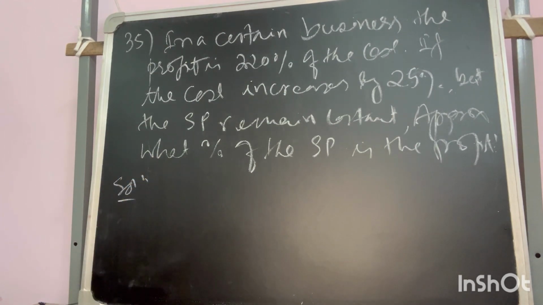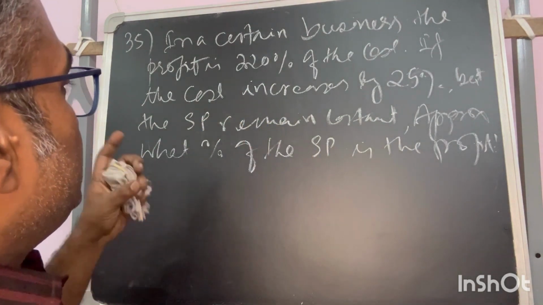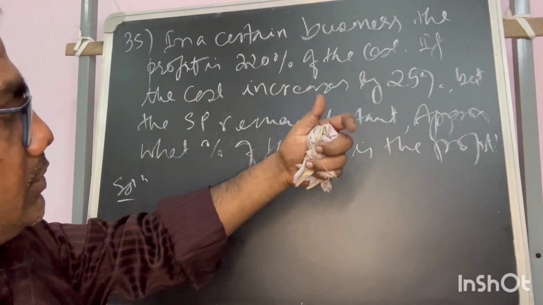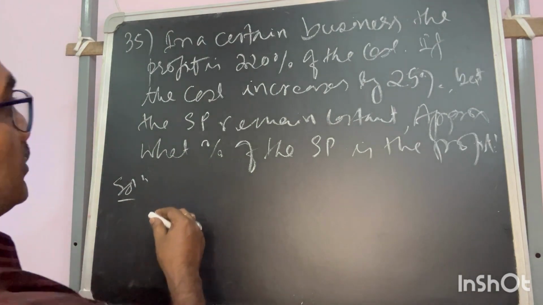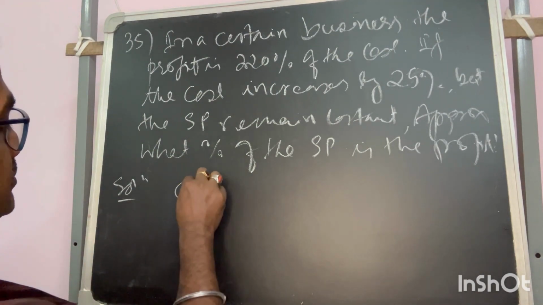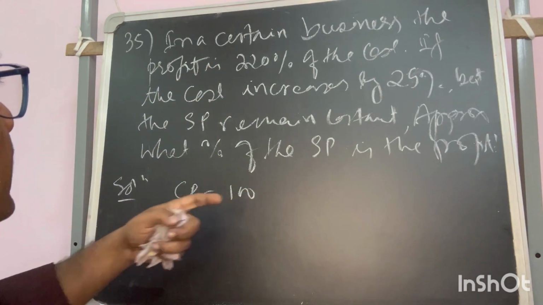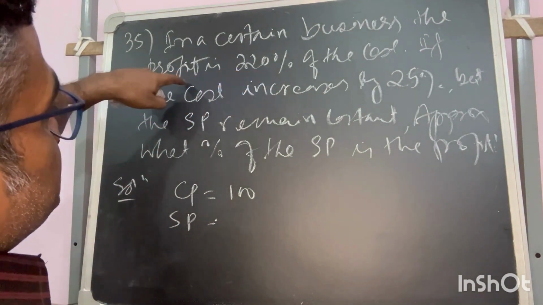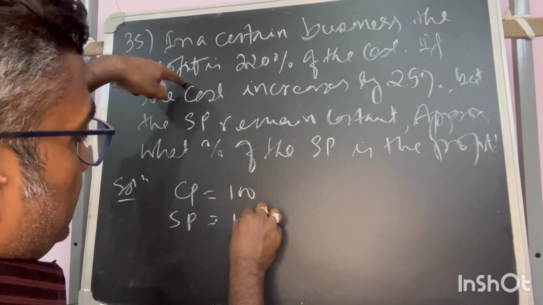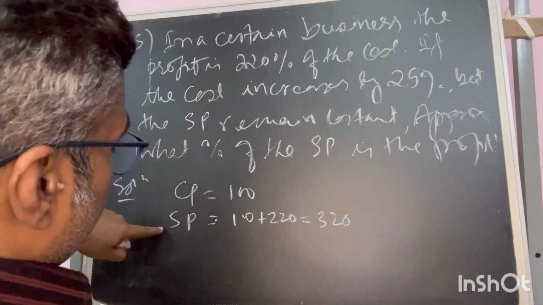Now, as everything is given in percentage and no specific value is given, we will not extend the calculation further by taking another variable. Else, we'll take the initial cost price to be 100. If I take this reference as 100, your selling price for the first case, where the profit on cost is 220%, would be 100 plus another 220 profit. This will give you 320. So this will be the selling price.